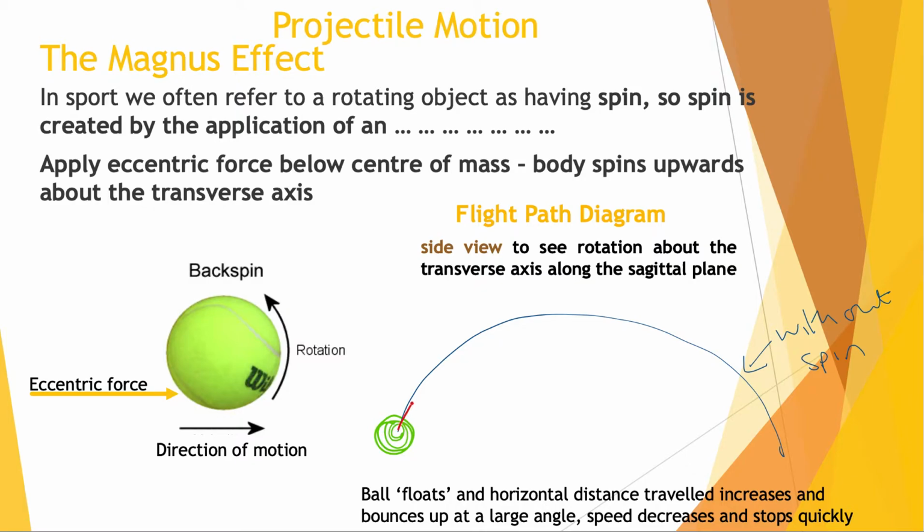So with this ball with backspin, it's going to effectively float in the air. The ball sort of floats, and its horizontal distance is increased from a ball hit at the same velocity, etc. Its horizontal distance would be increased, and the ball then bounces up at a steep angle, and it really slows down and almost stops in the air after that bounce. Okay.